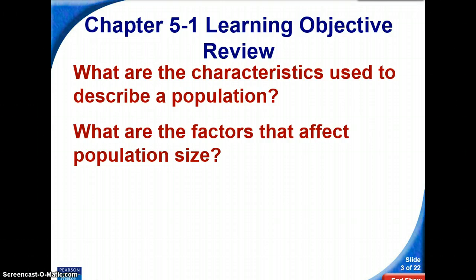What are the factors that affect population size? We have the number of births, the number of deaths, and the number of individuals that enter or leave a population.